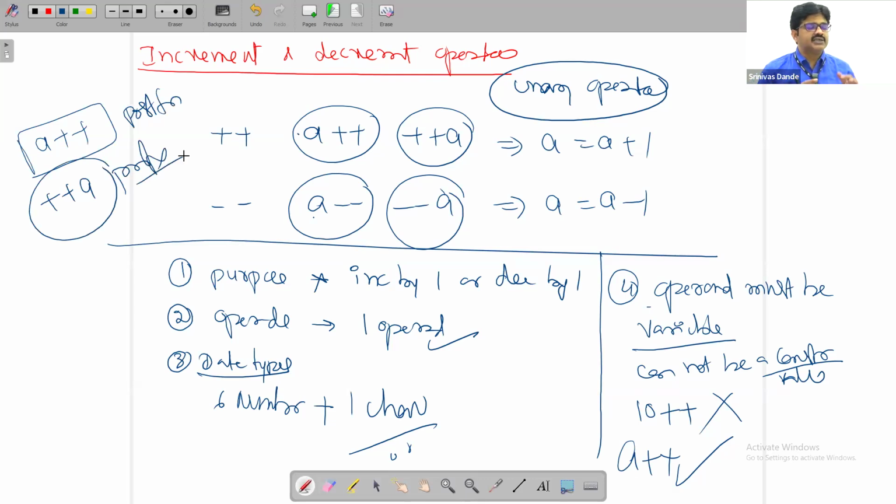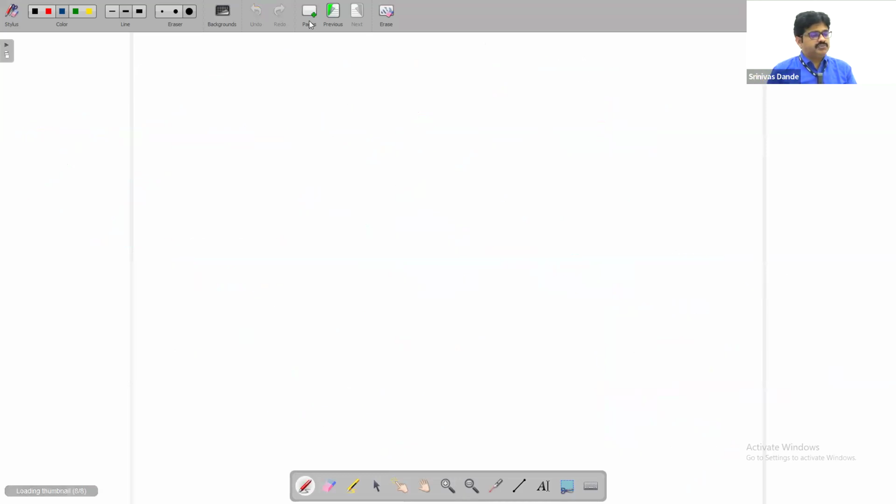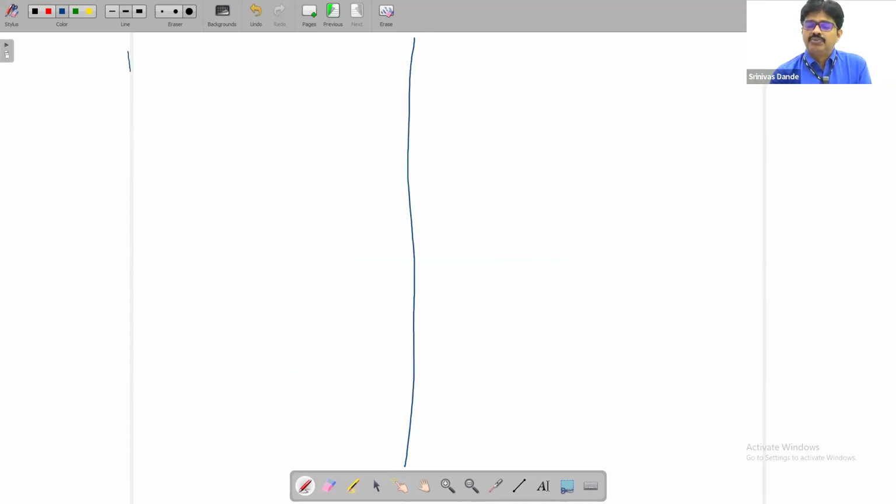In some cases, the prefix form and postfix form work similarly, but in some cases, they make a difference. So we'll try to understand more about prefix and postfix forms. We can use this in two ways, as discussed. First, I'm taking the prefix form. In prefix form, how are you going to use it? In postfix form, how are you going to use it?